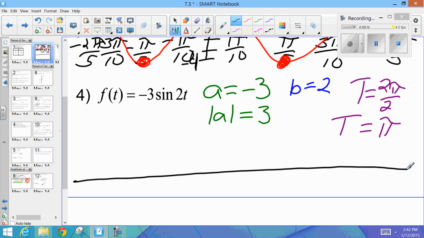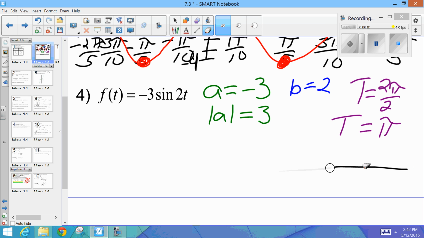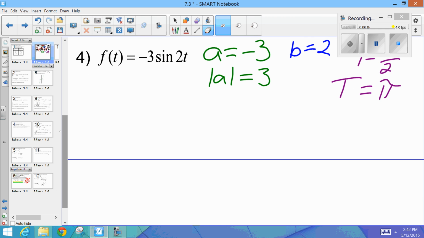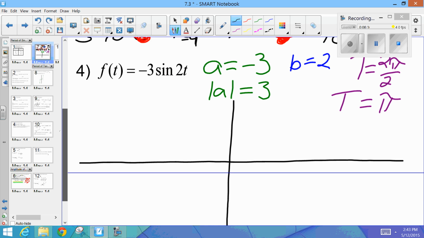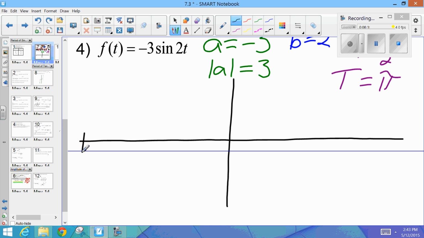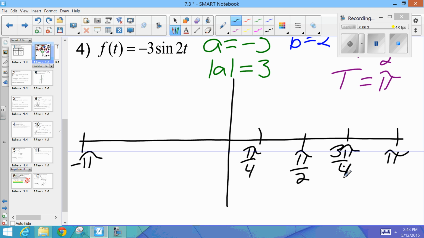All right, I'm going to set up my axes. I should probably move that down a little bit. Okay, there are my axes. Oh, move that to the right a little bit. There we go. And since my period is pi, I'm going to graph this from -pi to +pi. Halfway between 0 and pi is pi over 2. Halfway between 0 and pi over 2 is pi over 4. Halfway between pi over 2 and pi is 3 pi over 4. And then the reflection of that across the y-axis.